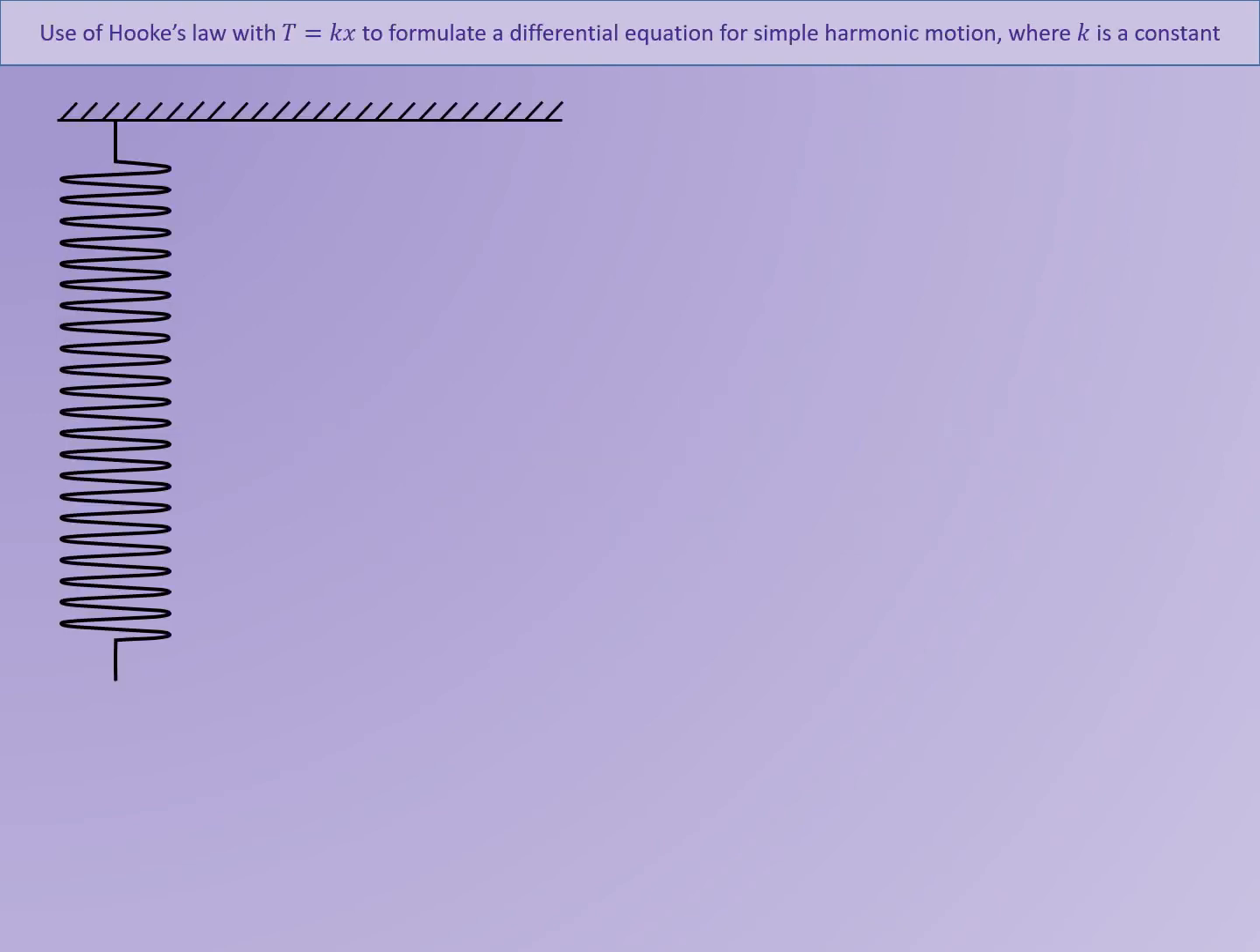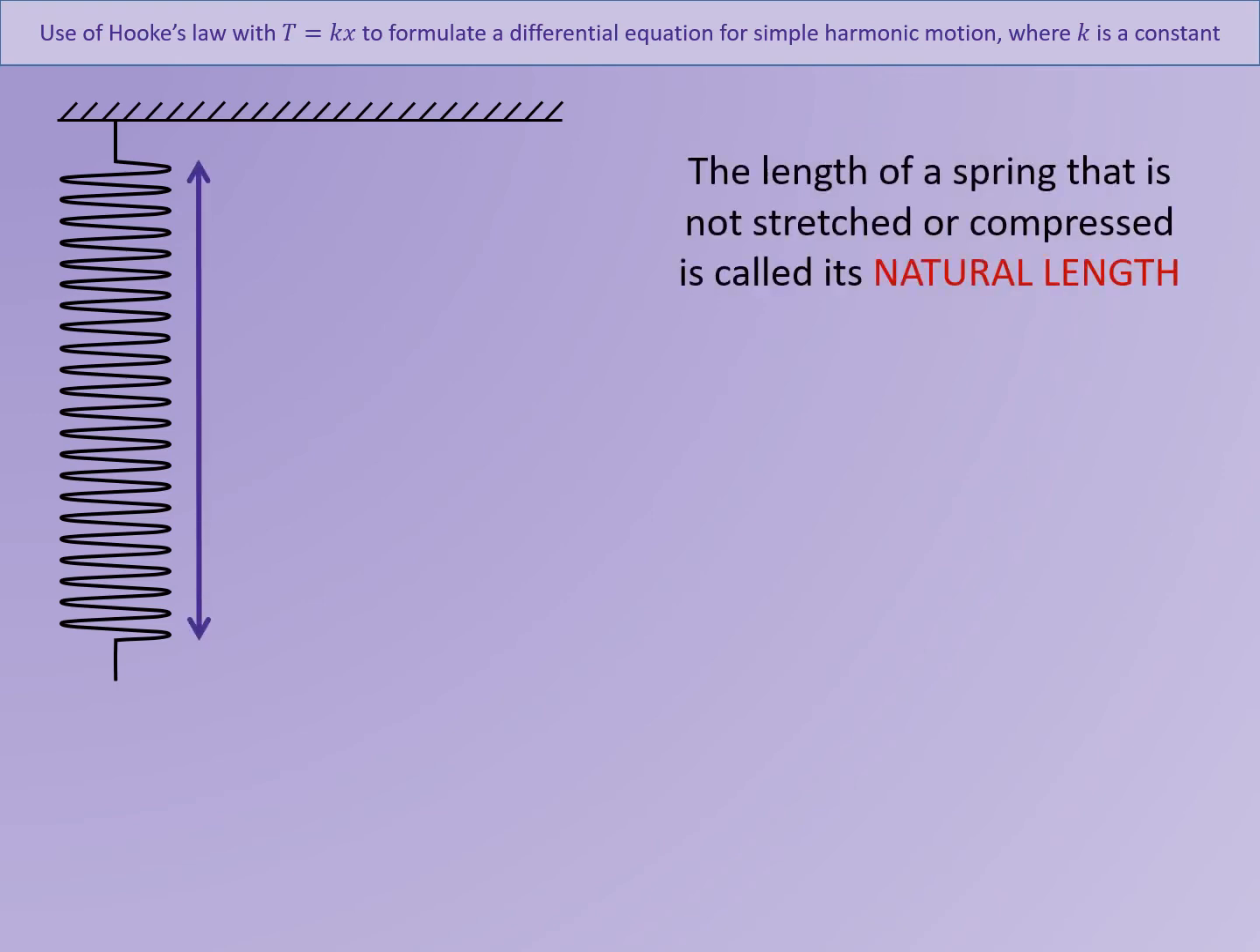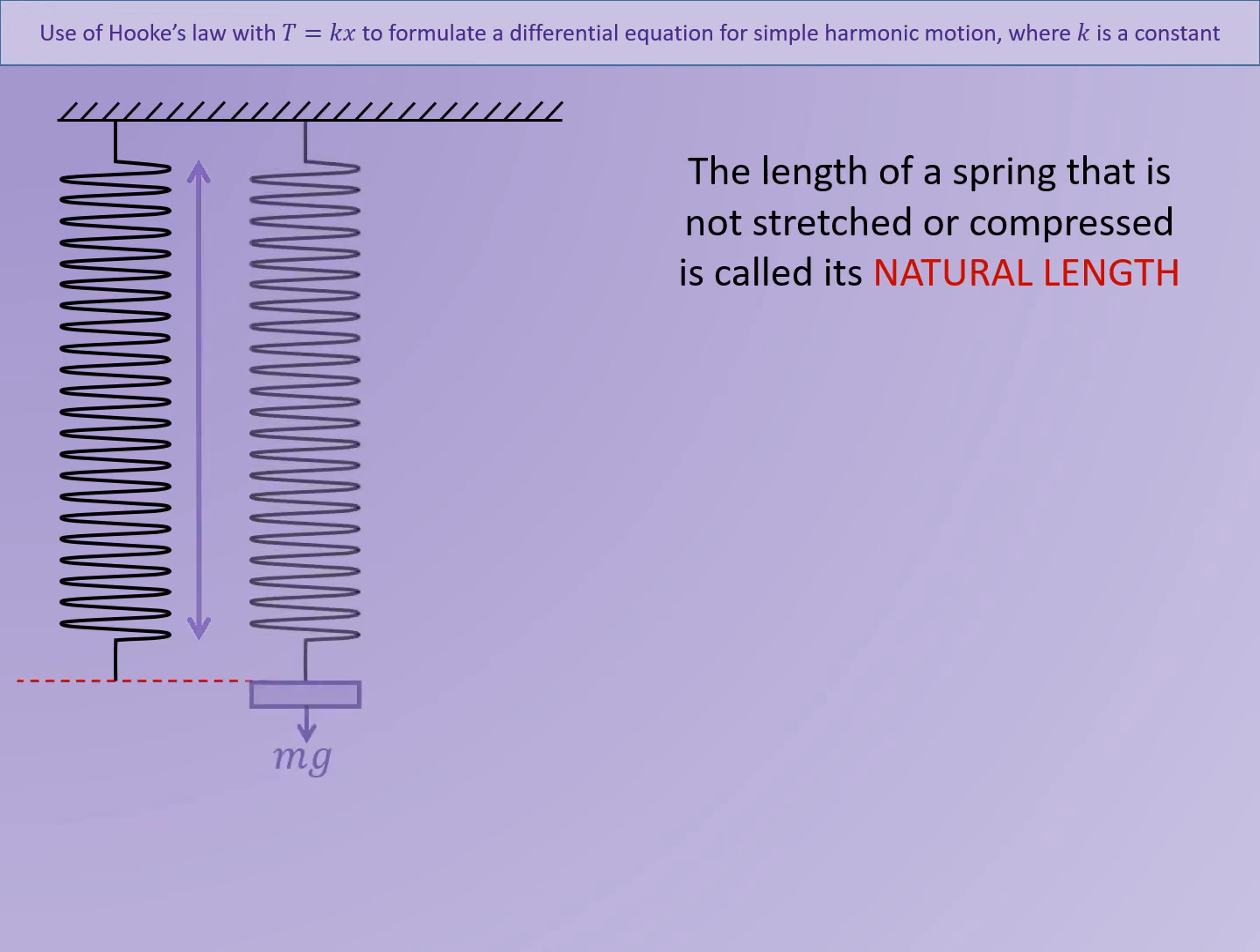Okay, imagine I take a spring, attach it to the ceiling, and just leave it hanging there, not moving, not oscillating, not changing. It just sits there. If I measured that spring, it would have what we call its natural length, its length without any other force acting on it. Now I'm going to add an extra force. I'll add a weight to it, and the weight is the force that's pulling it down.